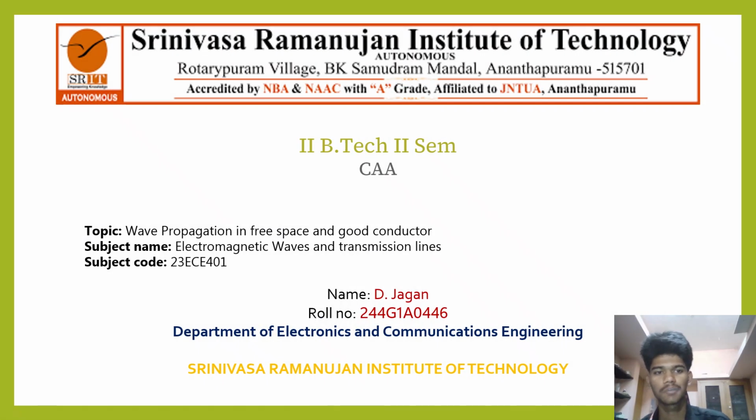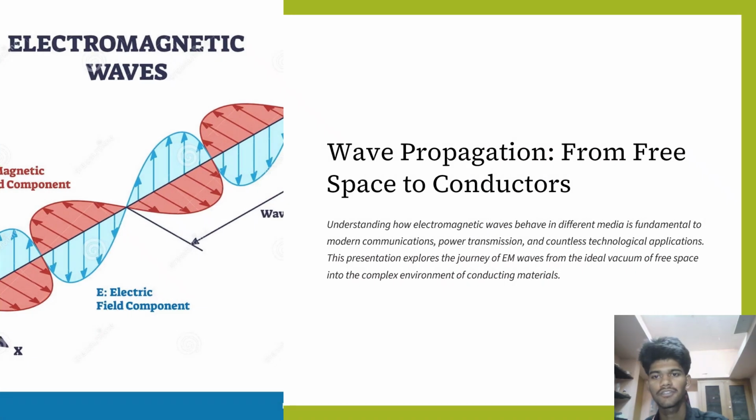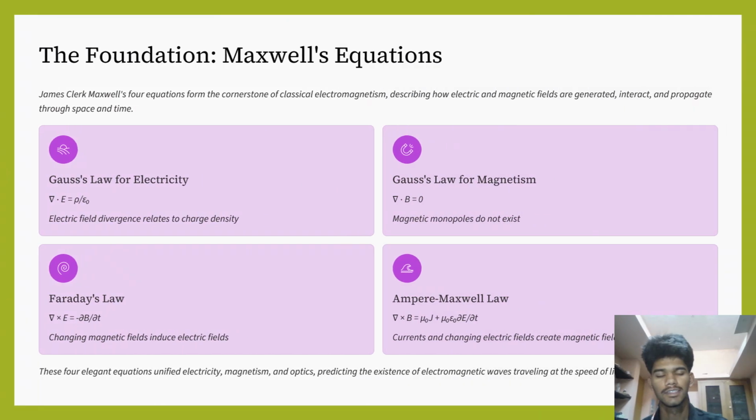Today I am going to explain about wave propagation in free space and good conductor, in the subject of electromagnetic waves and transmission line. Wave propagation from free space to conductors. Understanding how electromagnetic waves behave in different media is fundamental to modern communications, power transmission, and countless technological applications. This presentation explores the journey of EM waves from the ideal vacuum of free space into the complex environment of conducting materials. In this slide, I'm going to explain about the Maxwell equations.